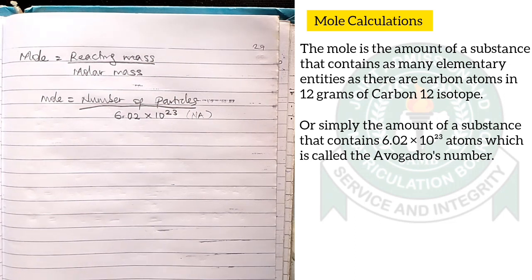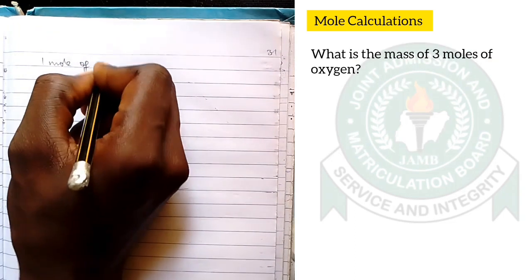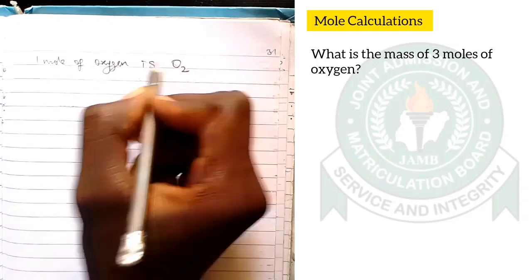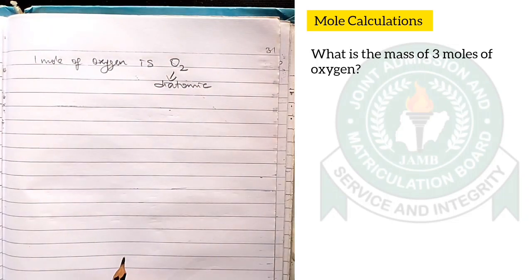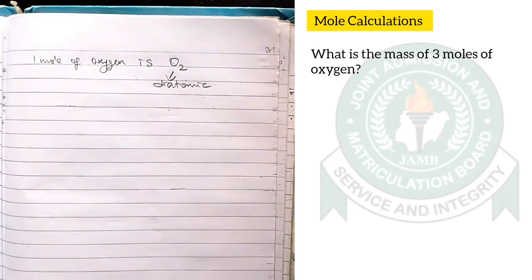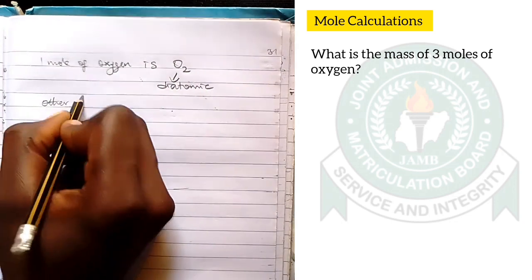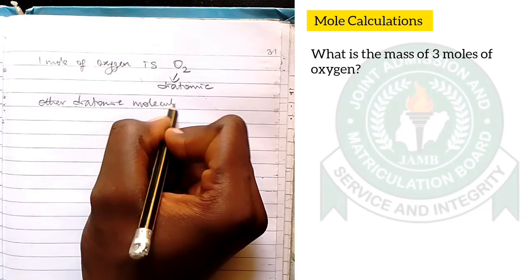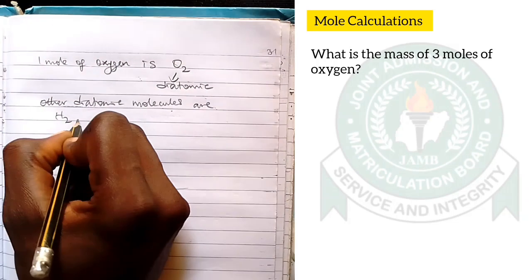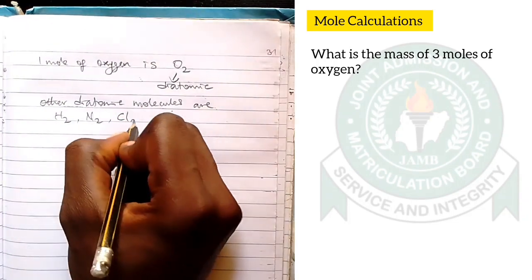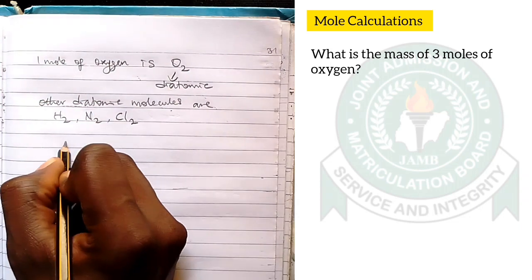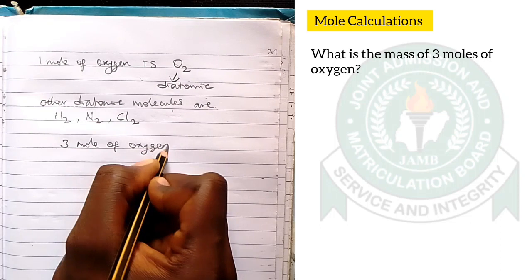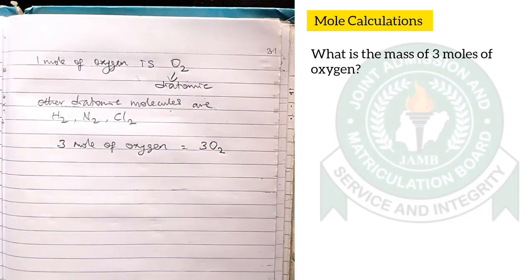Okay. Now, what is the mass of 3 moles of oxygen? So 1 mole of oxygen is O2. This is because oxygen is diatomic. Other diatomic molecules are as follows: the H2 molecule, the N2 molecule, the Cl2 molecule, and so on and so forth. So 3 moles of oxygen is 3O2.